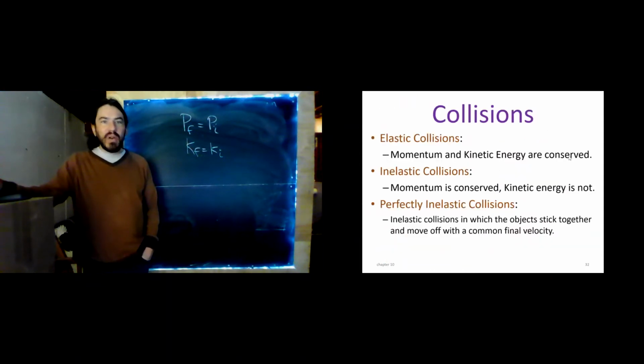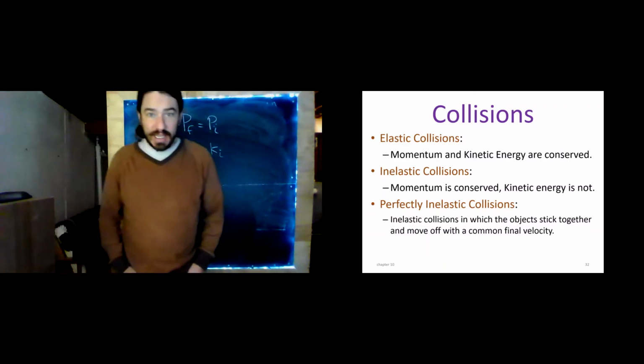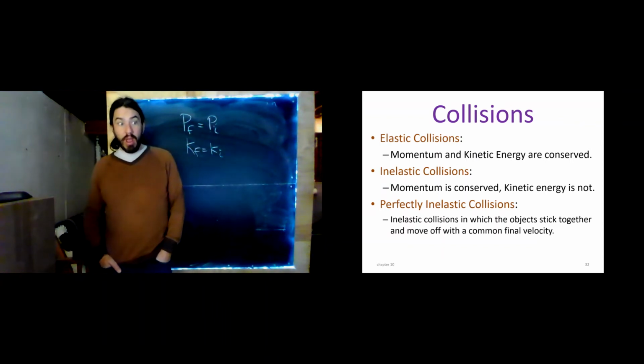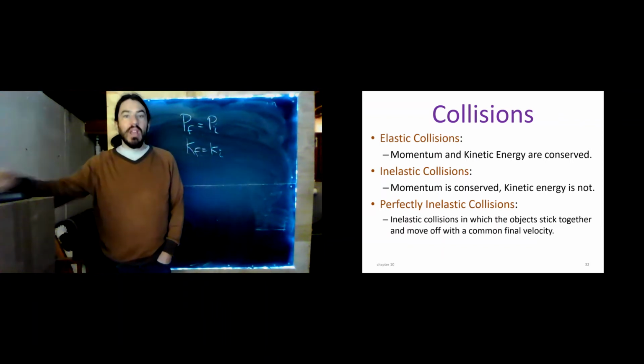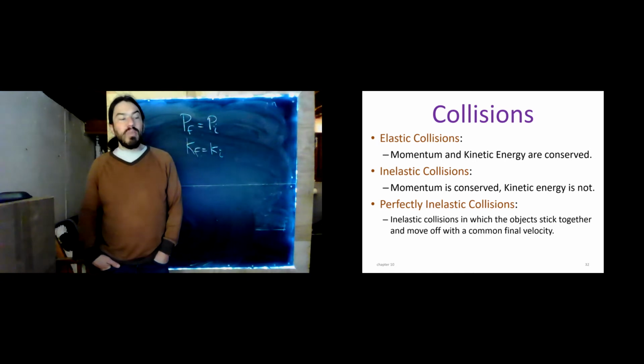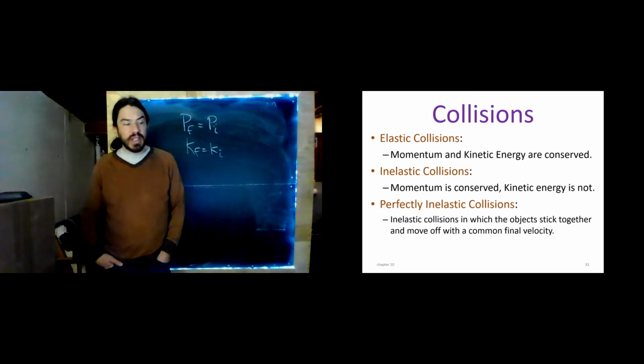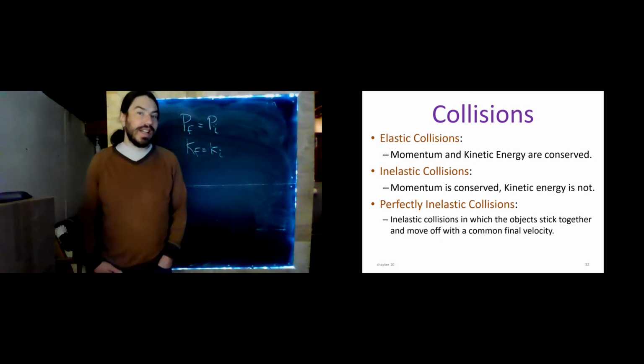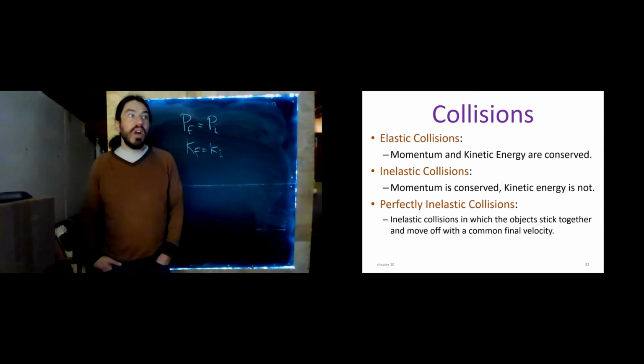So again, now we can categorize these collisions. We have elastic collisions, where momentum and kinetic energy are both conserved. So we don't lose any kinetic energy. Then we have inelastic collisions, where momentum is conserved, but we lose kinetic energy. And we have perfectly inelastic collisions, which is where the two objects stick together. So we know that if the two objects stick together, it's always inelastic. And so we can call that perfectly inelastic. And without even doing any math, we can say, hey, if the two objects stuck together, then there was some kinetic energy lost.